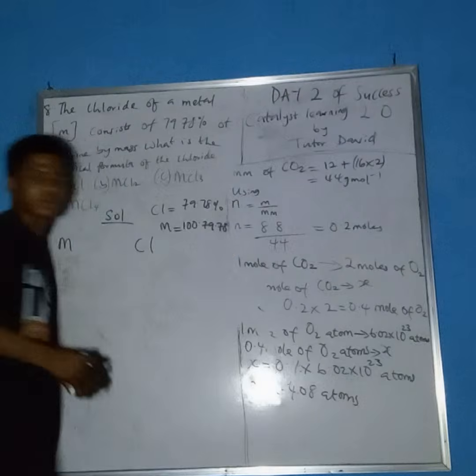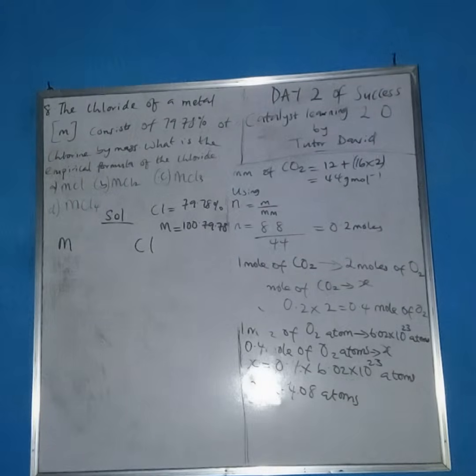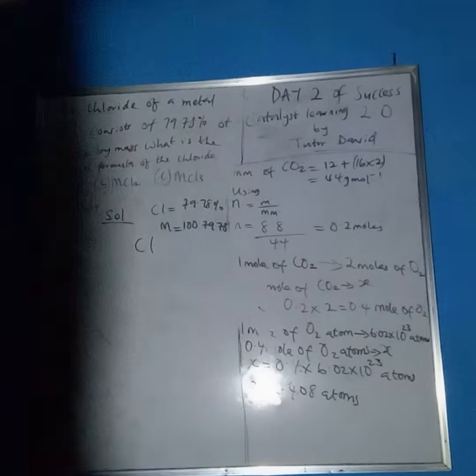All right. And hope my calculator comes up. 100 minus 79.78. Oh, Jesus. All right. 100 minus 79.78 will give us calculator is just fucking up. Okay.